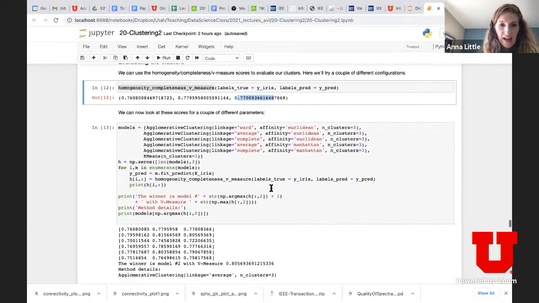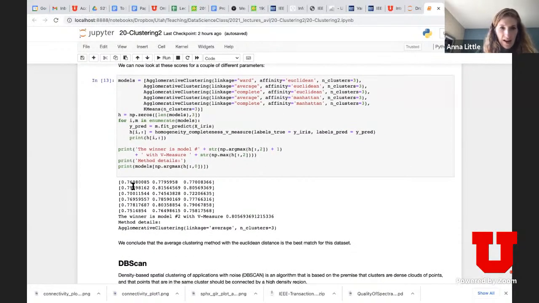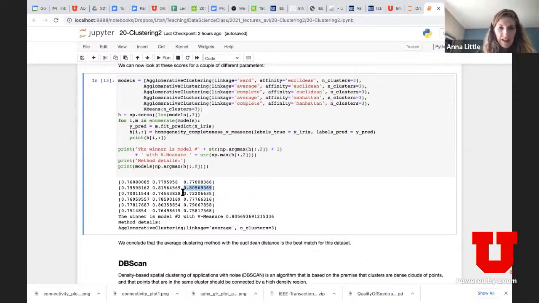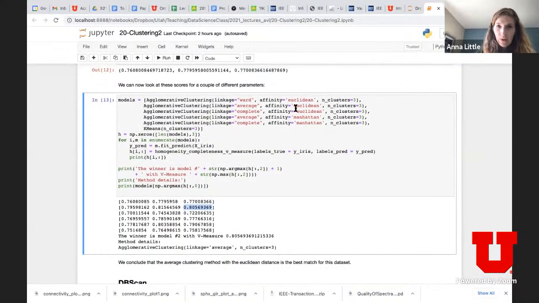And so we can take a look. A lot of times you may want to know, for my data, what's the best method to use? Here we can try it for this iris data with a number of different linkages and a number of different distance functions, and then for each model we can apply it to the data, compute these metrics and print out what we get. Looking at the one with the highest V measure, it looks like the second method was the best, model number 2, which was average linkage with Euclidean distance.